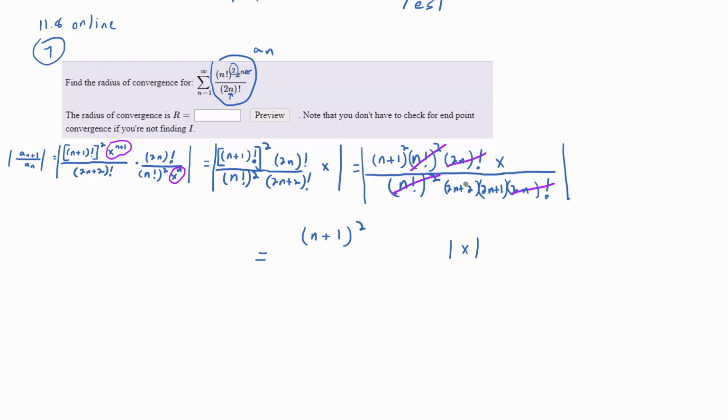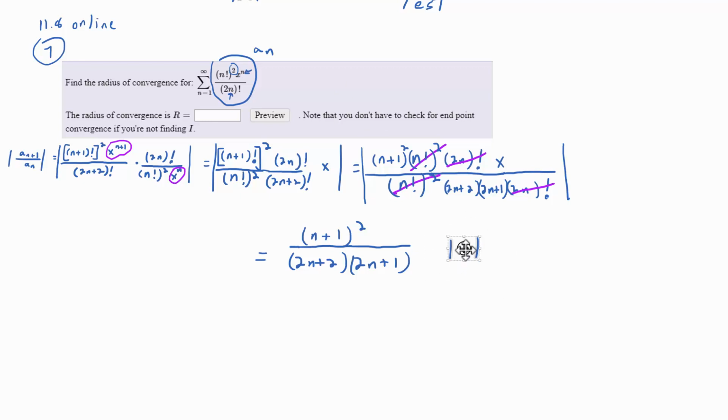And then on the bottom, just 2n plus 2 times 2n plus 1, like that. Let me pause for a second. Any questions on that? So it's intense on the algebra. There's not a lot of calculus here. We have to take a limit in a second, but there's not a lot of calculus going on. Any questions on any of that?